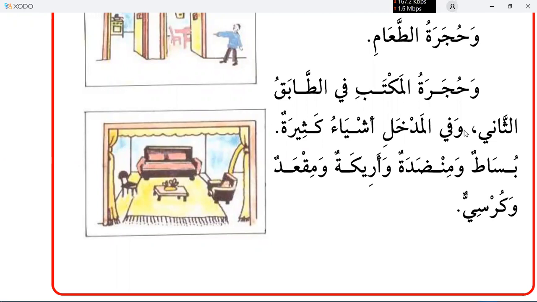وفي المدخل أشياء كثيرة. And in the entrance there are many things. بساط, carpet or a rug. ومنضدة, and table. وأريكة, and sofa. ومقعد, and seat. وكرسي, and chair.